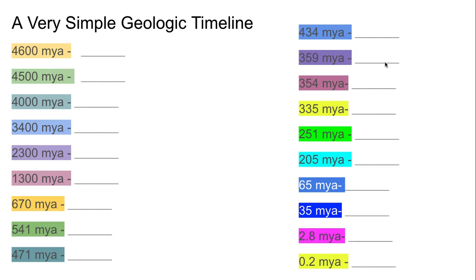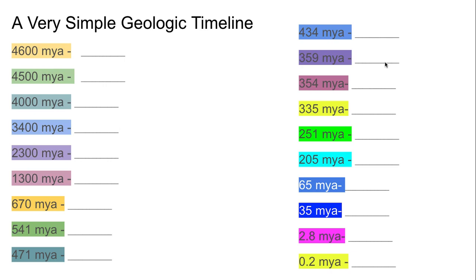Hello everybody. This assignment is called a very simple geologic timeline. What we have here, the colored numbers and MYA, stands for millions of years ago. And 1,000 million years is a billion years. So 4,600 million years ago is 4.6 billion years ago, whereas 0.2 million years ago is about 200,000 years ago. But we're working in the same units here just so it has some continuity.